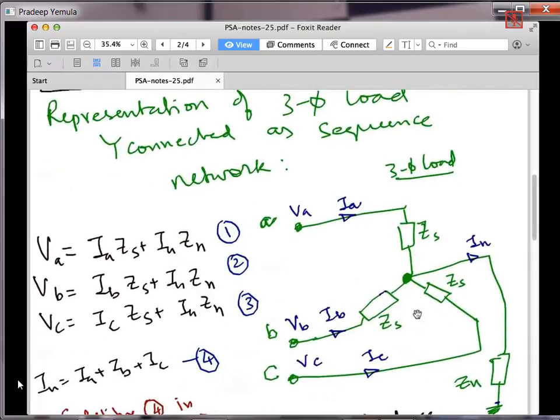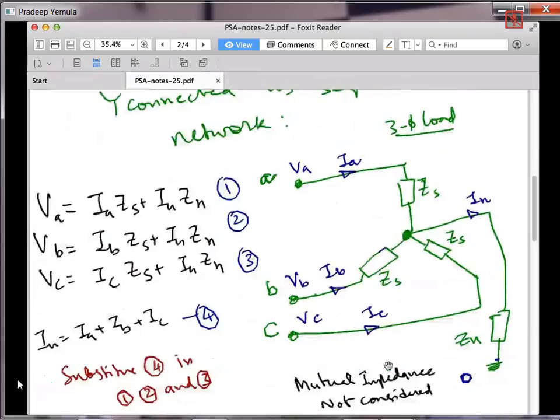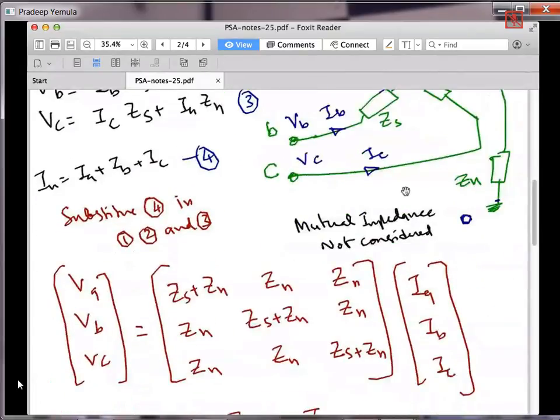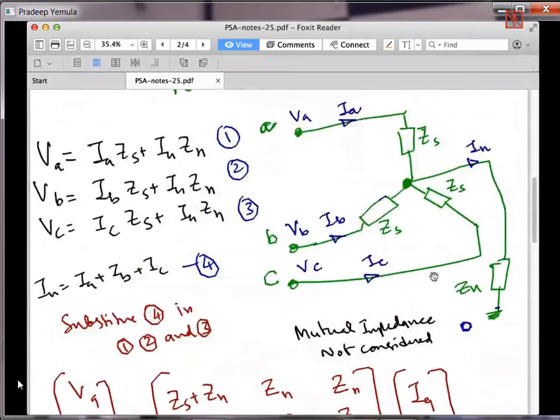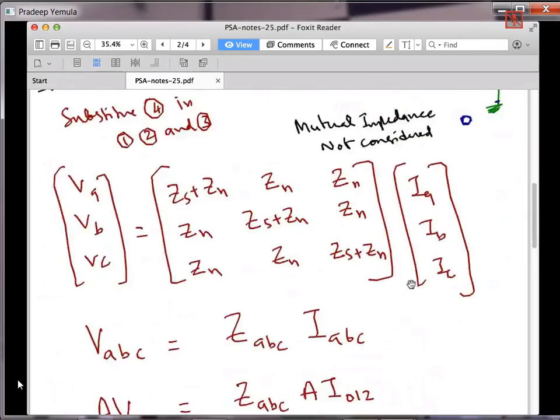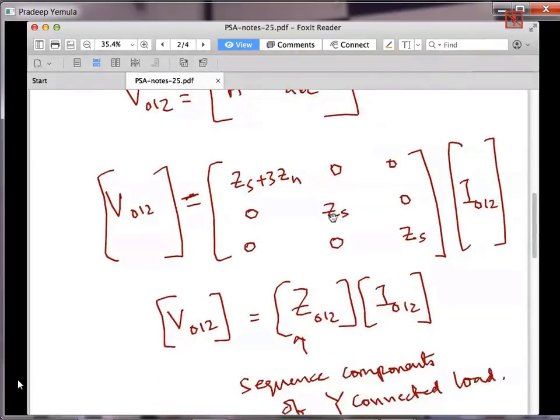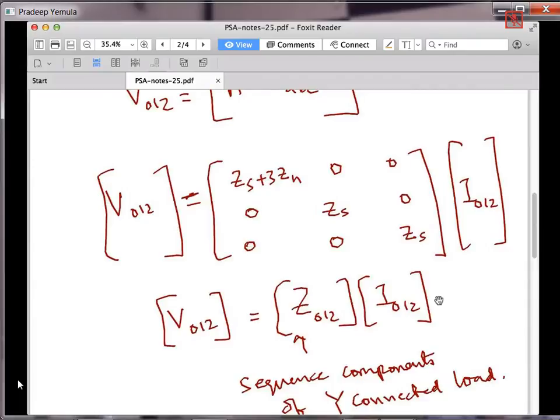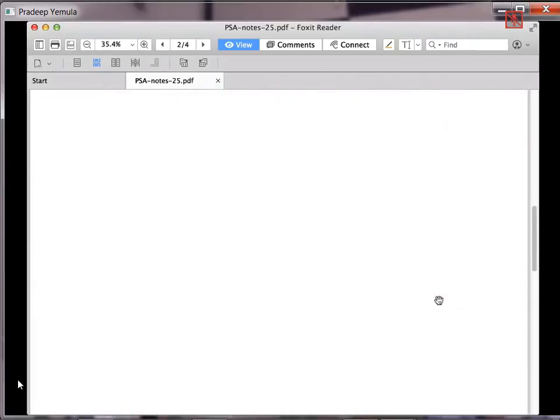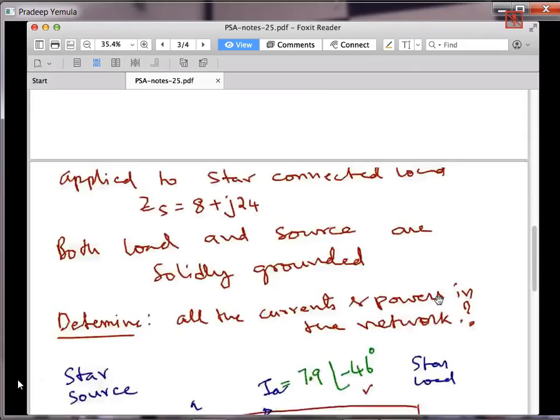Then I went for the representation of a three phase star connected load, and we have done how a load appears in the sequence components. I calculated the sequence component impedances of the load, and finally I got ZS plus 3ZN, ZS and ZS. So this is about the load. This is what we have done.